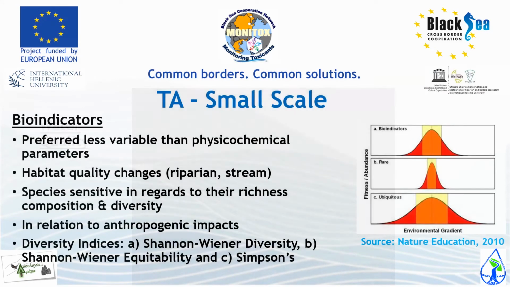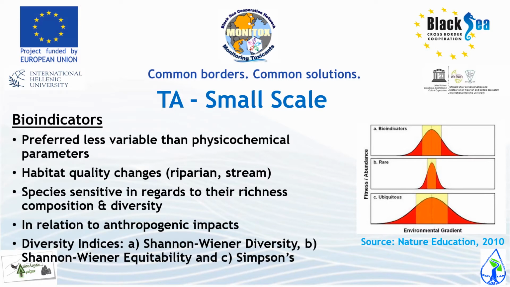We're looking also into utilizing bioindicators. One of the reasons you prefer these is because they're much less variable compared to physical-chemical parameters of water that you measure. Now, if you find the appropriate species, then you can actually detect habitat changes due to anthropogenic impacts. Of course, the key is to find the proper species. You cannot use rare species, and you cannot use ubiquitous species.